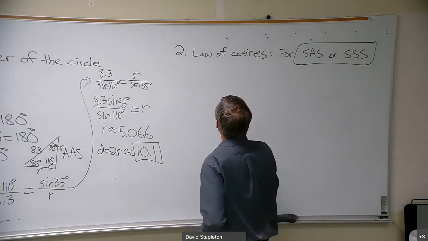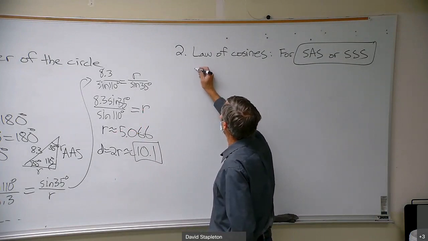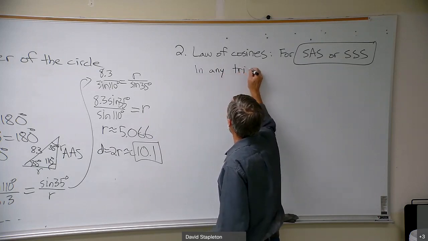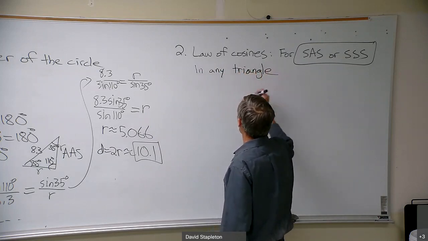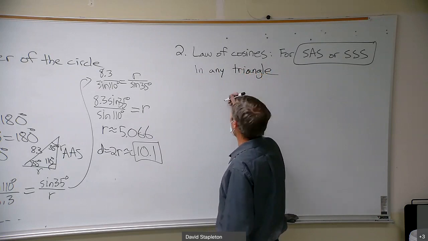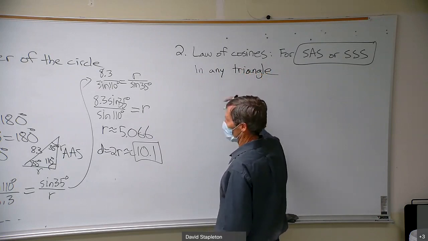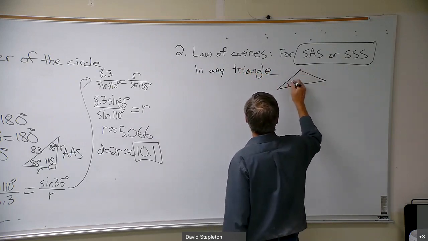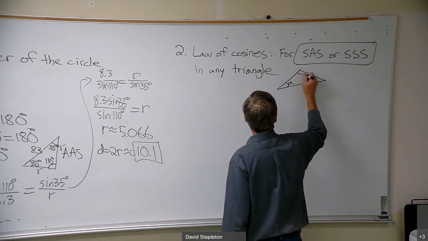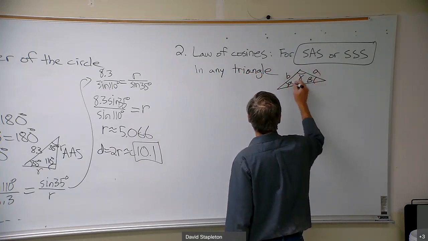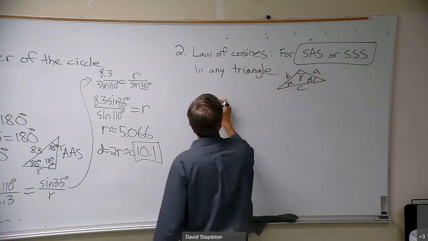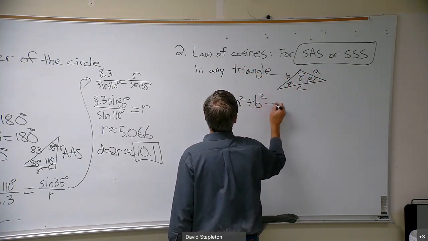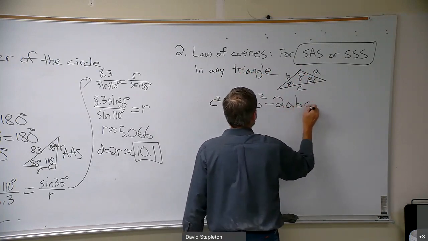So now what we do is, this is what it says. It says in any triangle, again with the same labeling as before, alpha, beta, gamma, A, B, C: C squared equals A squared plus B squared minus 2AB cosine gamma.